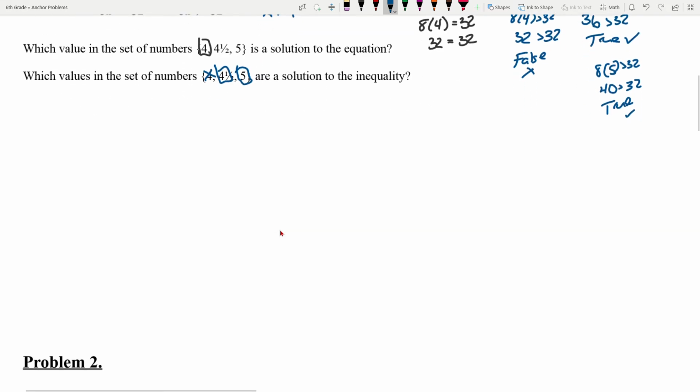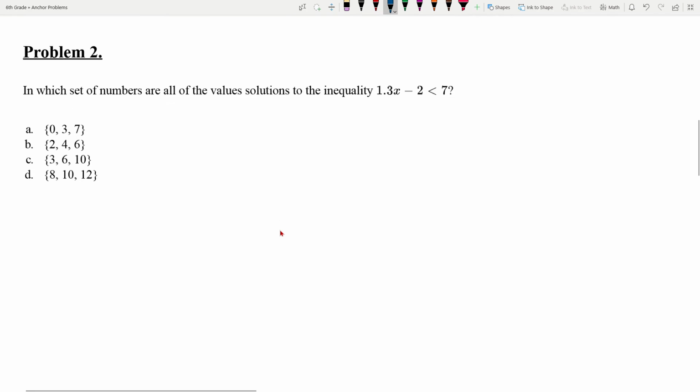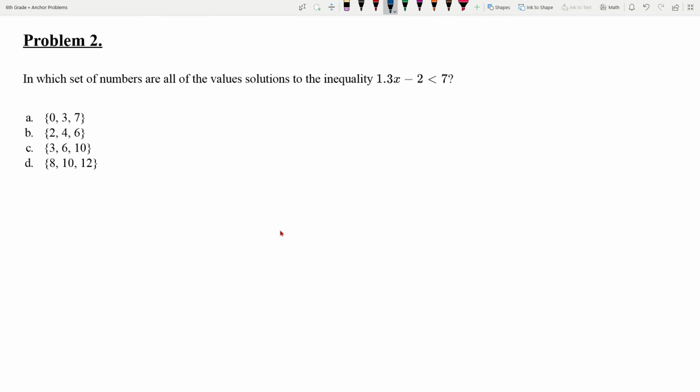All right, problem 2. In which set of numbers are all of the values solutions to the inequality 1 3/10 x minus 2 is less than 7? You'll notice in the problem set today, because I did the problem set first, that I've made a couple mistakes. But let me try rereading this now and seeing if it's me or if it's the question. See, it was me. It wasn't the question.